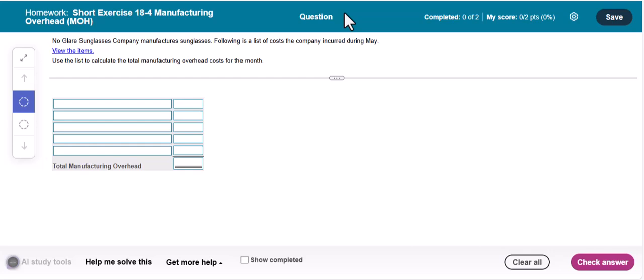Short exercise 18-4, manufacturing overhead, also abbreviated as MOH. No Glare Sunglasses Company manufactures sunglasses. Following is a list of costs the company incurred during May. You can view the items here. Use the list to calculate the total manufacturing overhead cost for the month.